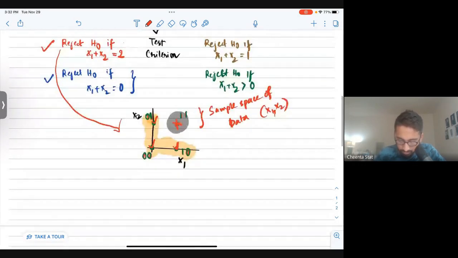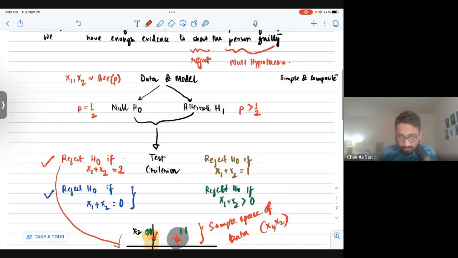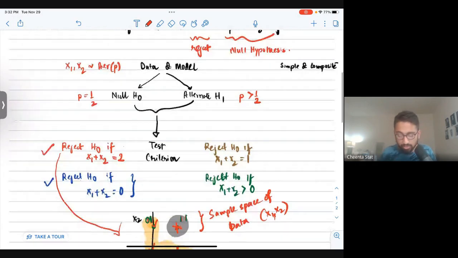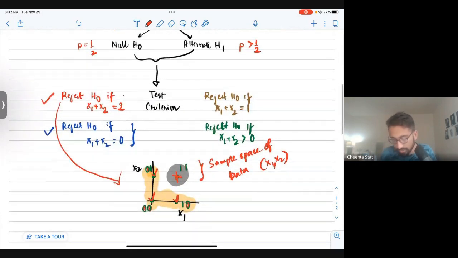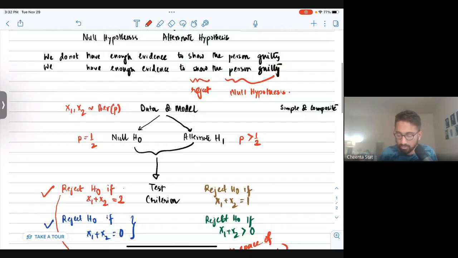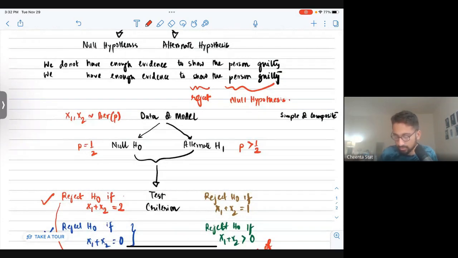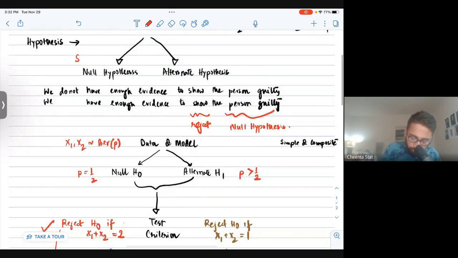Okay, the yellow region is saying that it's not being rejected, so we say that we do not have enough data or evidence to reject the null hypothesis, to show that the person is guilty. So the null hypothesis is similar to saying the person is not guilty.